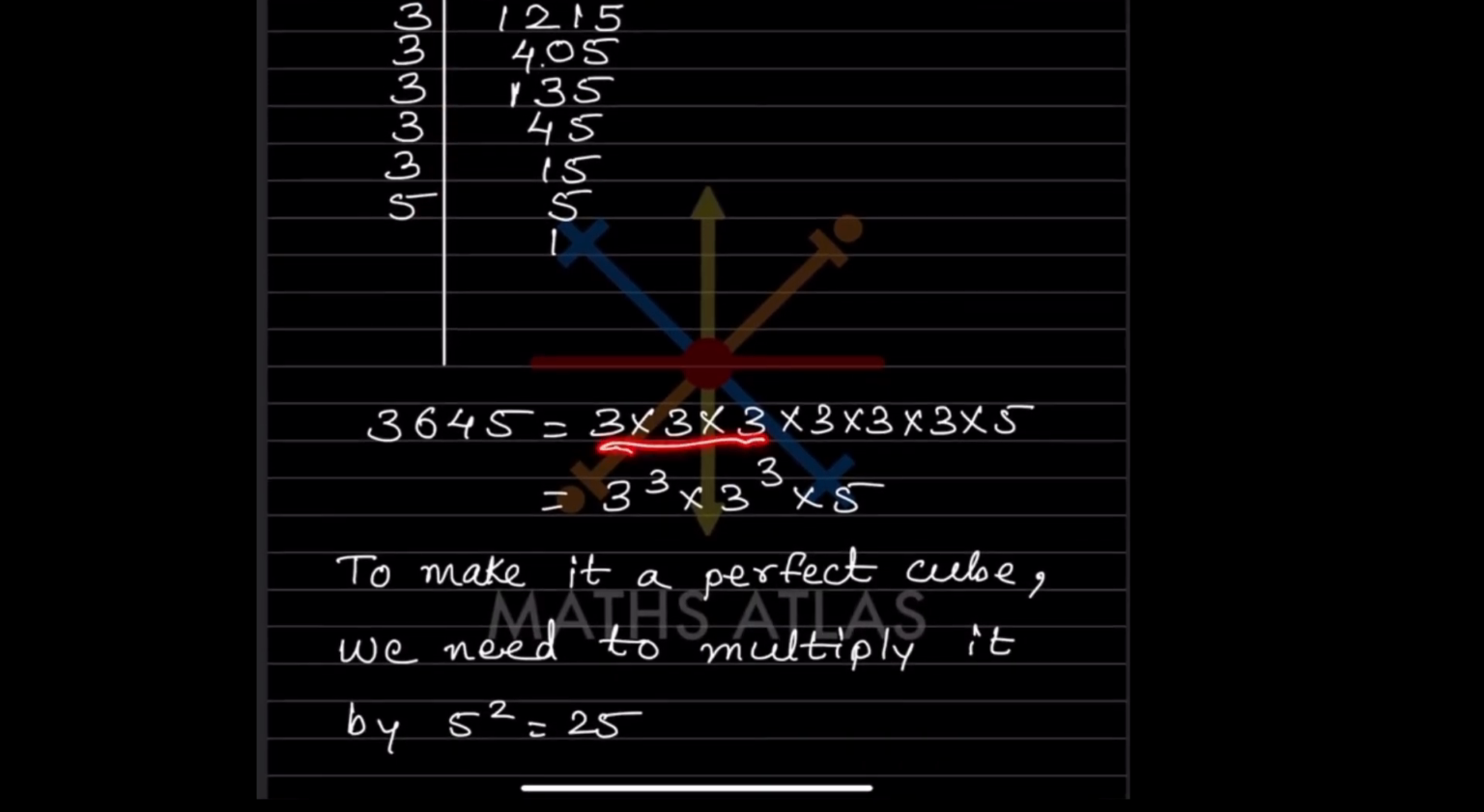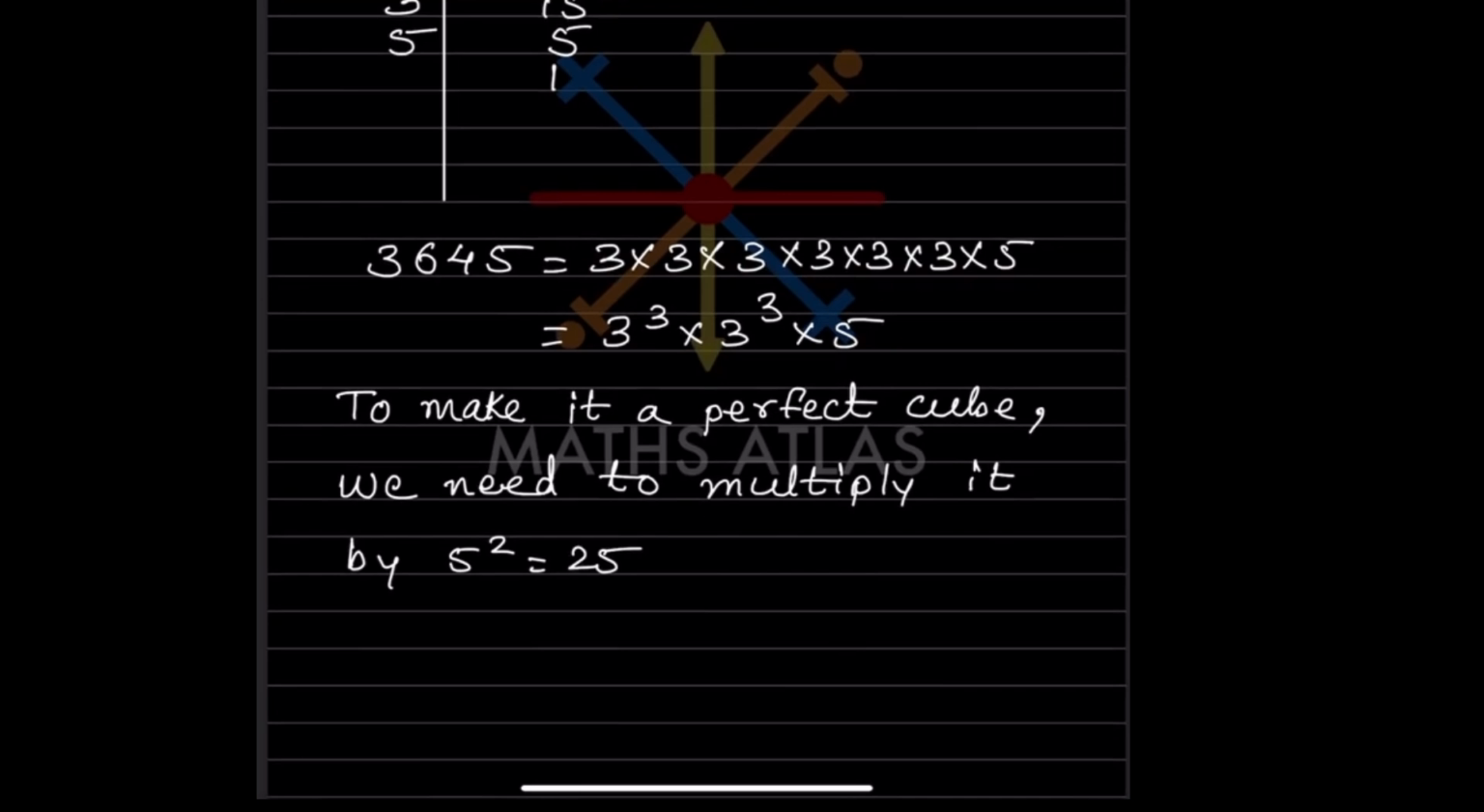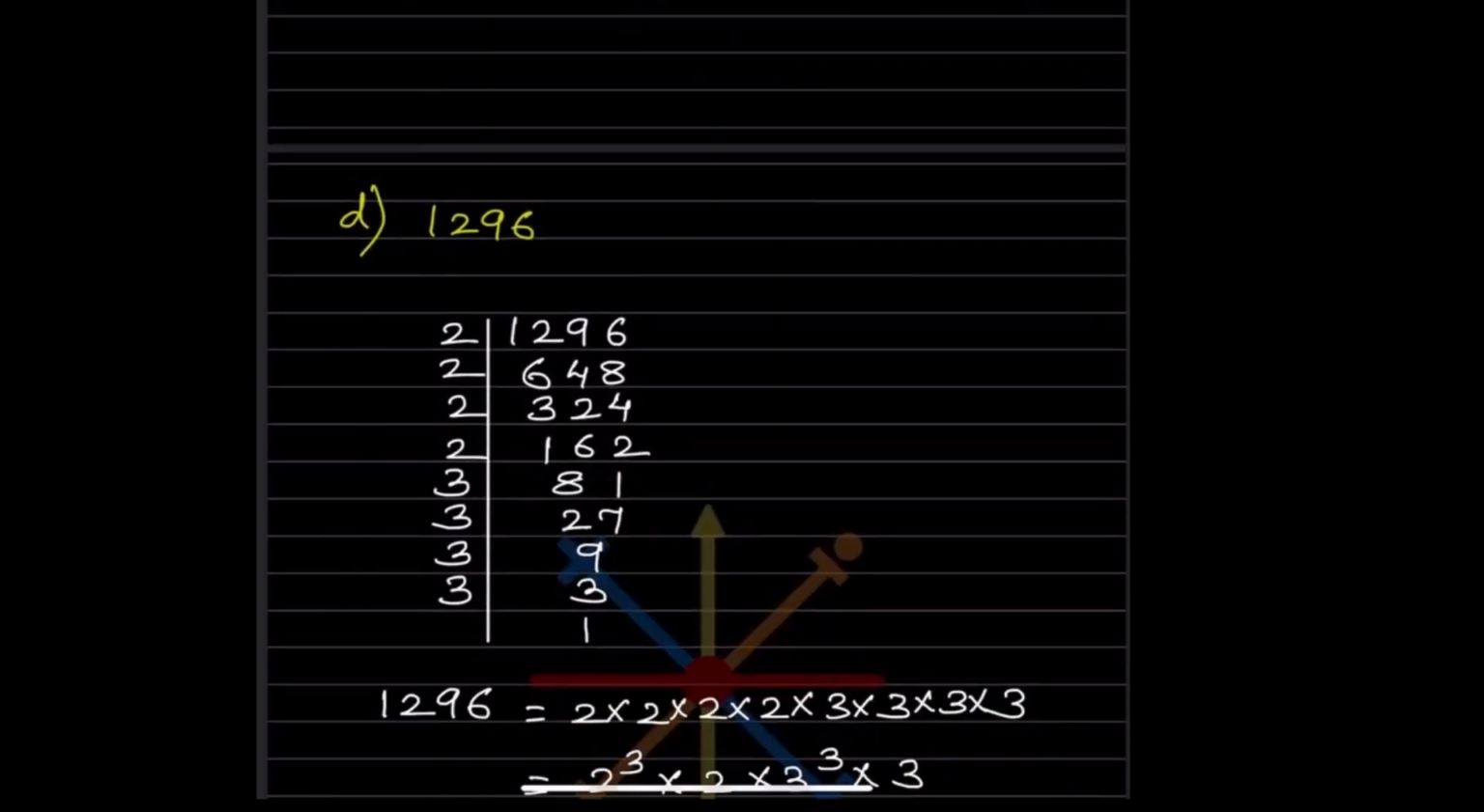So we'll make it 3, and 5 is alone here. So here it needs 2 more 5s. So to make it a perfect cube, we need to multiply it by 5 square, that is 25.